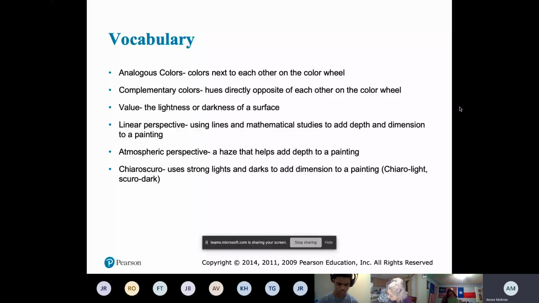Complementary colors are colors or hues that are directly opposite from each other, like red and green. Complementary colors also go really well together. And of course, as we go through this session, we'll be going over examples of all of these things as well. A value is the light or darkness of a surface. Remember, in art, we generally don't consider white and black a color or colors. Those are values.